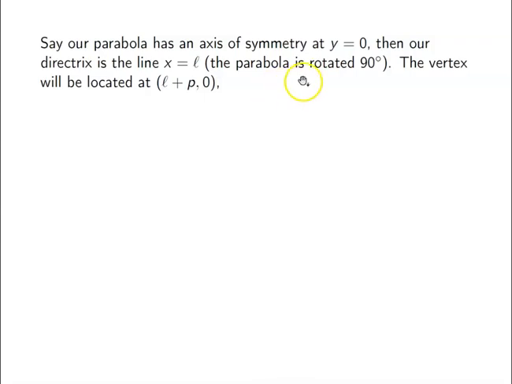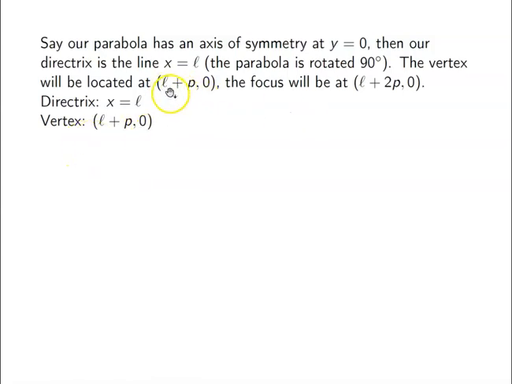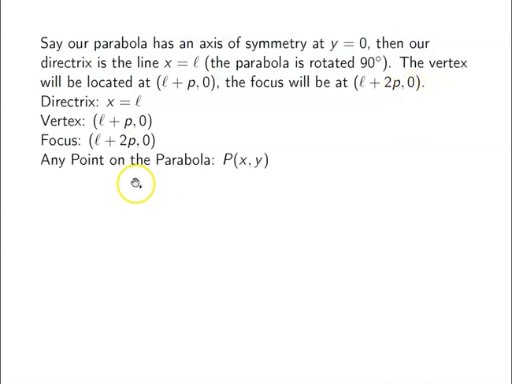So the vertex will be located at L plus P, 0. So my directrix is at L. I move a distance of P, that's my vertex. If I move a distance of P more, L plus 2P, I'm now at my focus. The directrix is at x equals L. The vertex is at L plus P and 0. Focus is at L plus 2P and 0.